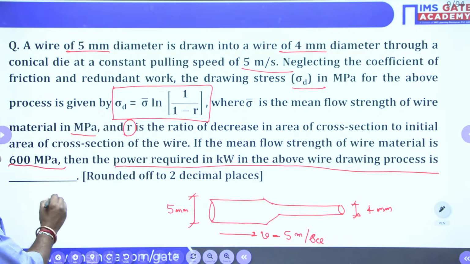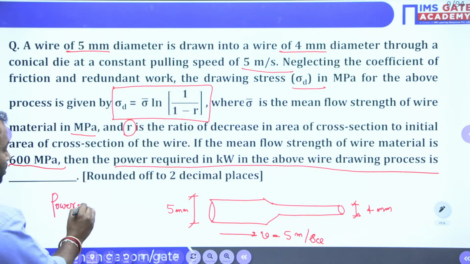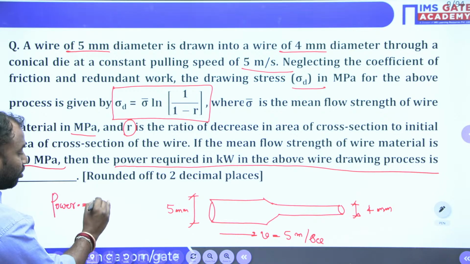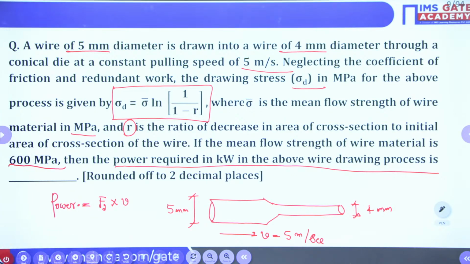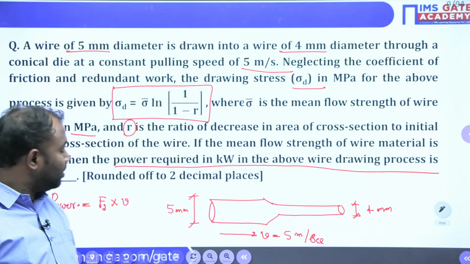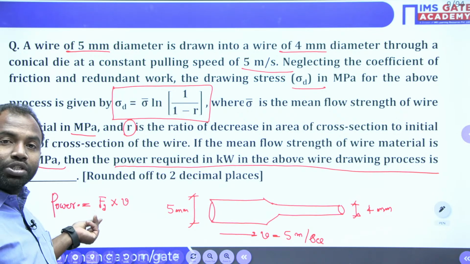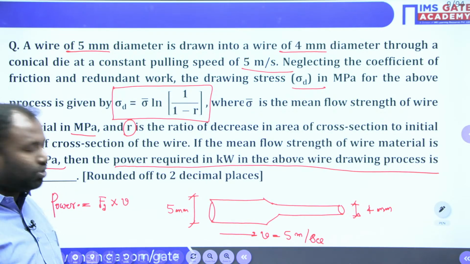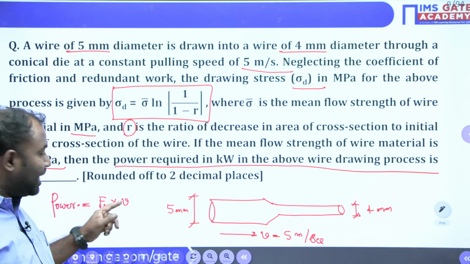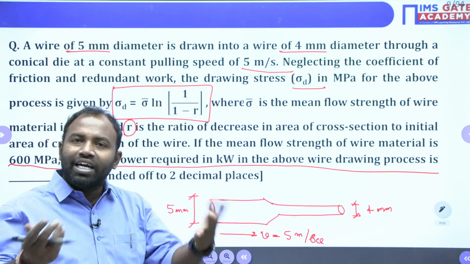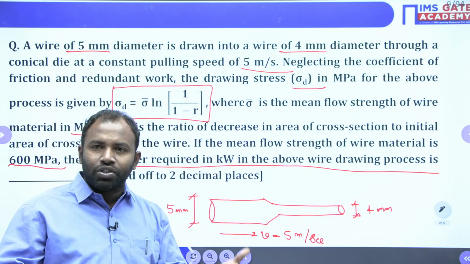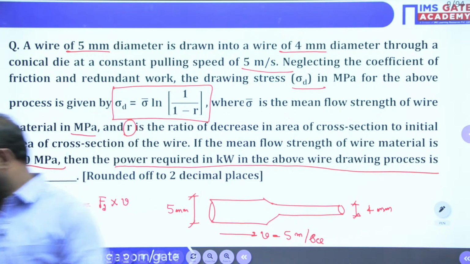How can we calculate power? Power equals drawing force into drawing velocity. So we have to find the force required for the drawing operation, and if it is multiplied with the velocity of the drawing operation, we will get the power. Isn't it, guys? Very good.